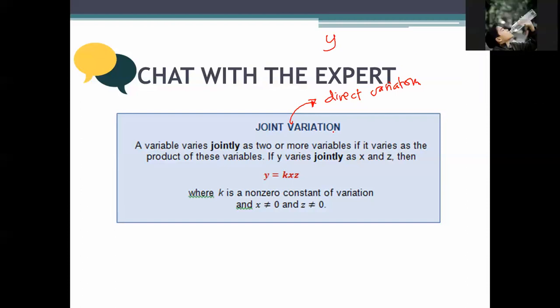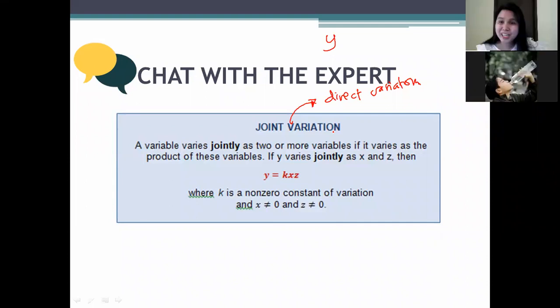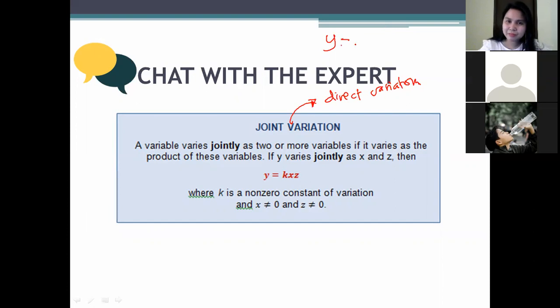Feel free to unmute your microphones. Again, y varies directly as x. How do you write the equation of variation? Y equals kx. Okay, Jared gave the correct answer. Okay, thank you. Y is equal to kx.